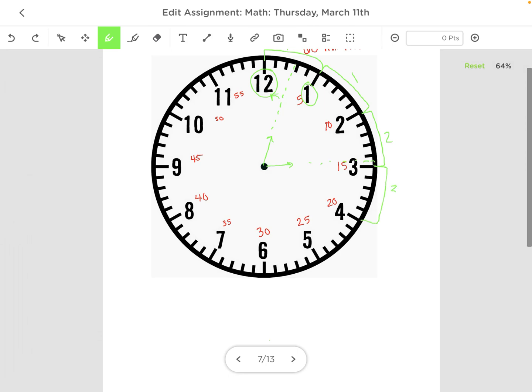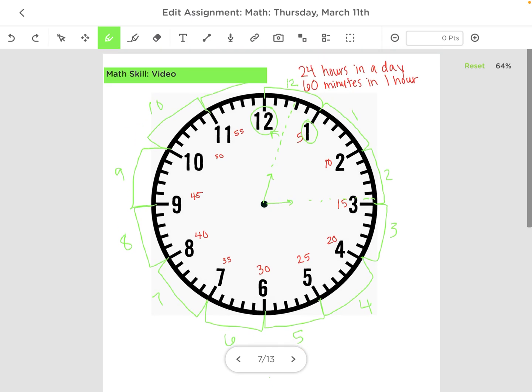From 3 to 4 is 3. From 4 to 5 is 4. From 5 to 6 is 5. From 6 to 7 is 6. From 7 to 8 is 7. From 8 to 9 is 8. And from 9 to 10 is 9. 10 to 11, 10. And 11 to 12 is 11. You can go ahead and pause the video now so you can label all of these parts, and then we'll start practicing on the following pages.